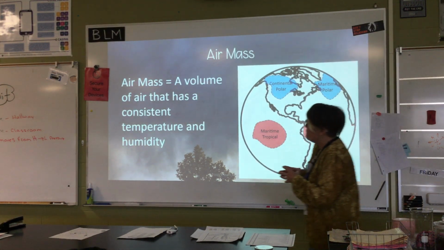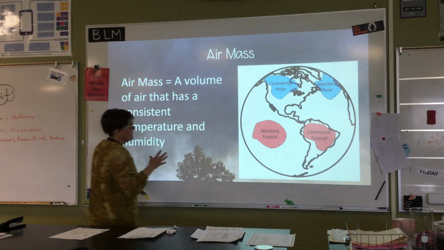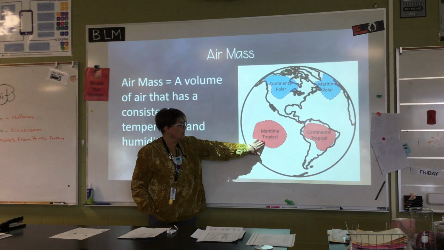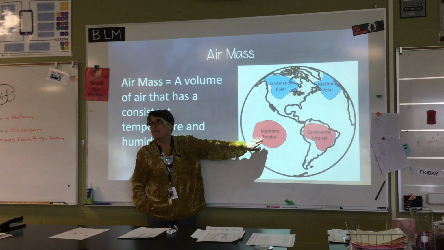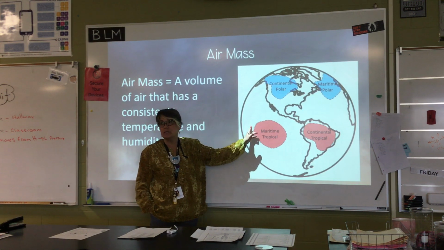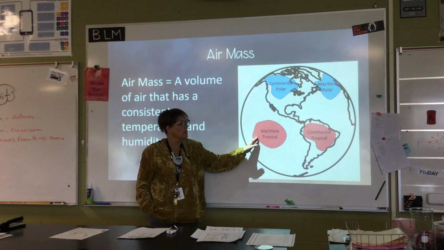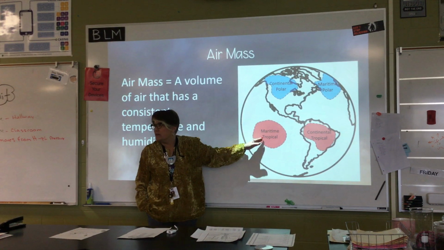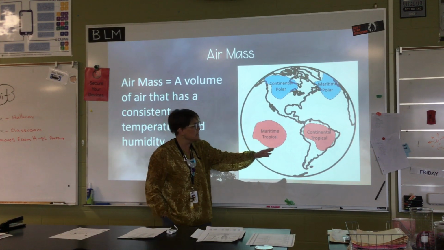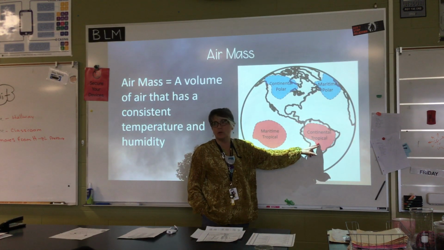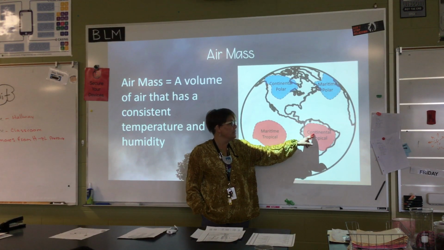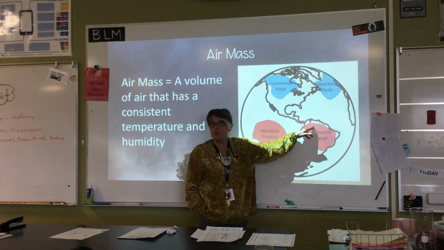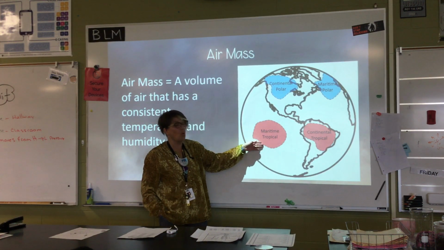An air mass is a volume of air that is consistent, meaning it's all the same temperature and humidity. Notice this one is maritime tropical. It formed over water, think maritime, marine. So this is going to be warm because it's tropical, it's by the equator, and it's going to be wet air. This is warm, moist air. This is continental tropical. Tropical means it's warm. Continental means this air formed over land or a continent. So it's dry. This is dry, warm air. This is wet, warm air.